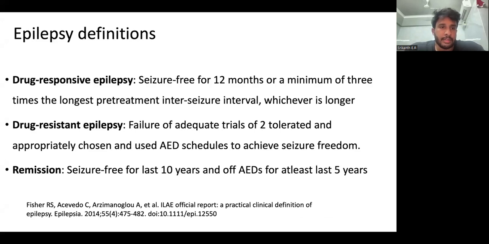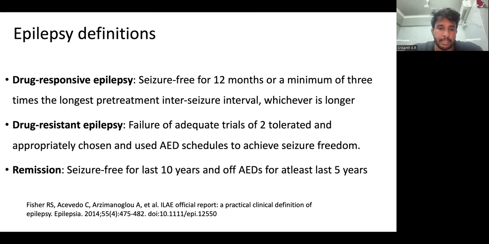So next, what are the various types of epilepsy? You have drug responsive, drug resistant, and remission. Drug responsive epilepsy is when the patient is seizure free for 12 months or a minimum of 3 times the longest pre-treatment interseizure interval, whichever is longer. So if the patient is seizure free for that much time, you would call it drug responsive. Drug resistant is when you've used at least two appropriately tolerated and appropriately chosen AEDs to achieve seizure freedom, and even then you have persistent seizures, you would call it a drug resistant epilepsy.